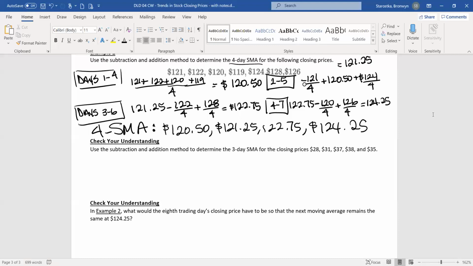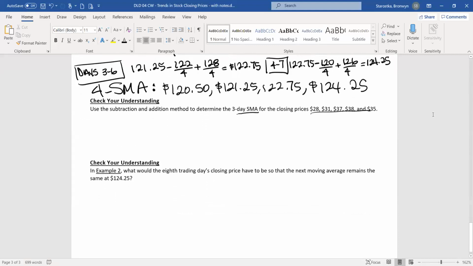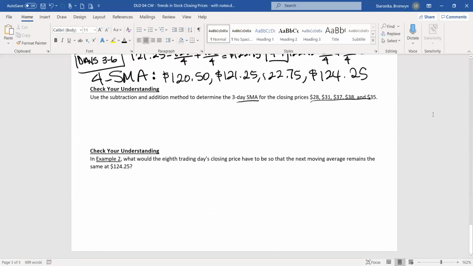So making sure we understand what the concept is, we're going to do a 3-day simple moving average for these closing prices. So days 1 through 3. And that's just going to be adding 28 plus 31 plus 37 and dividing by 3. That's going to give us 32, if you did that ahead of time.